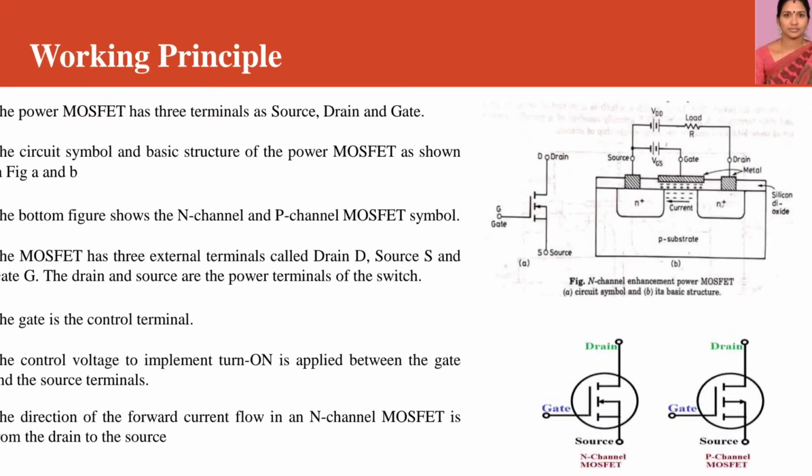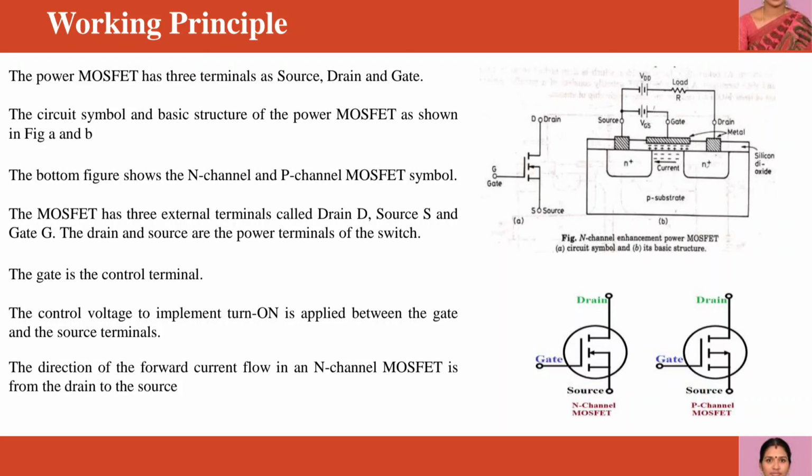Here we have the working principle of MOSFET. The MOSFET has three terminals called drain, source, and gate terminal. The drain and source are the power terminals of the switch. The gate is the control terminal. Based on the voltage applied on the gate, only we can control the MOSFET. The control voltage to turn it on is applied between the gate and source terminal. The direction of forward current flow in the N channel MOSFET is from drain to source.